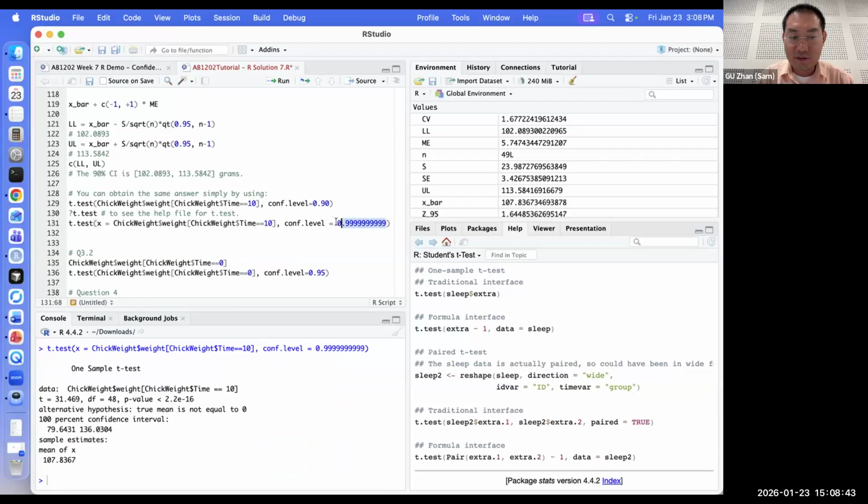When your confidence level is 1 or 100%, it gives you negative infinity and positive infinity. Yes, right, it's correct. The confidence level, you can only key in a value from 0 to 1, no more than 1.